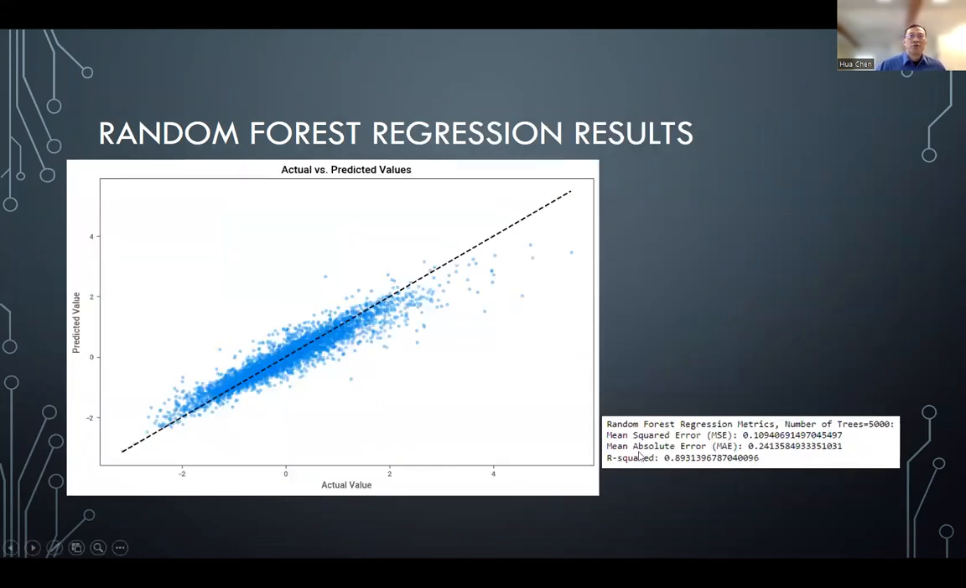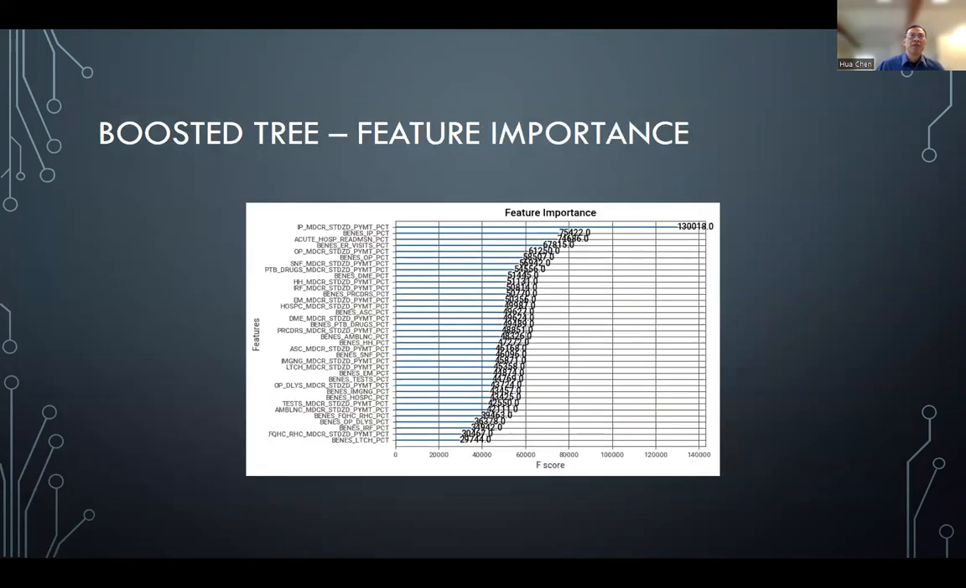My random forest regression result, as I mentioned, is 0.109. This is very similar to the linear regression results. This is for 5,000 trees, and this 5,000 trees was obtained by parameter tuning. However, when I went to the boosted trees, the XGBoost algorithm, the performance was much better. And again, interestingly enough, the features that it selected as important were again different than the other two.